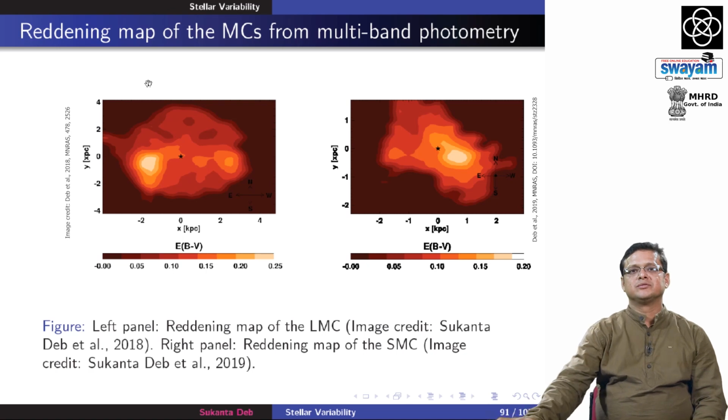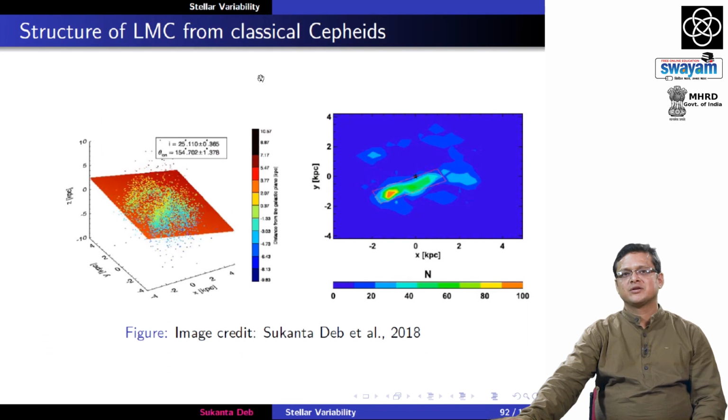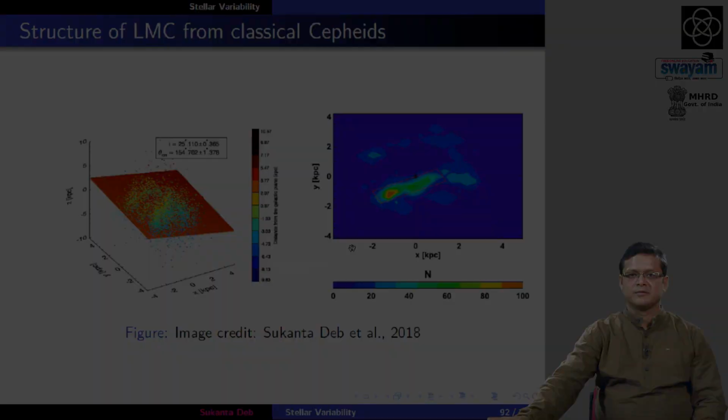Now, these two figures show the reddening maps. The left panel shows the reddening map of the Large Magellanic Cloud, constructed by using multi-wavelength classical Cepheid data, whereas the right panel shows the reddening map of the Small Magellanic Cloud. These maps are quite in agreement with all published reddening maps of the two galaxies. Similarly, the structure of the LMC, like the inclination and position angle of line of nodes, can be obtained by studying the distribution of Cepheids in the galaxy, and the bar of the LMC is quite prominent from the distribution of classical Cepheids.